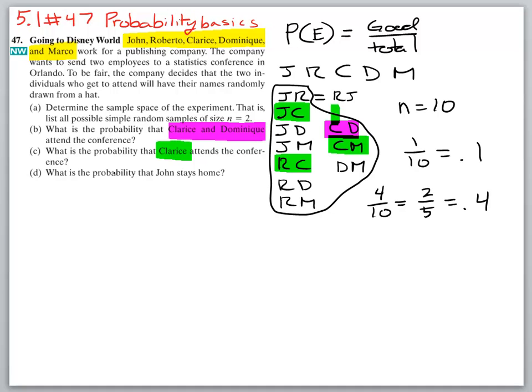And then finally, what is the probability that John stays home? Well, that means all the pairs that don't have John. So these are the 4 that have John going. So the other 6, 6 out of 10. Again, we would reduce it to 3/5 or just write it as 0.6. So there's some more examples of basic simple probability.